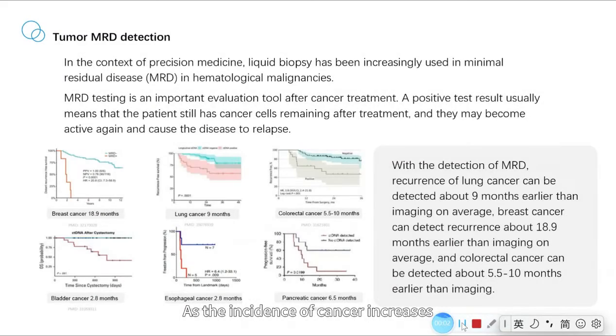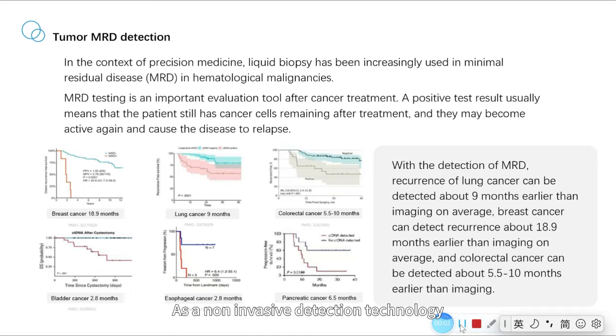As the incidence of cancer increases, so does national health awareness. The awakening of health awareness has increased attention on early cancer screening. Precision medicine has also begun to appear frequently in the public eye. In the area of precision medicine, liquid biopsy has become an important means in the field of tumor diagnosis.